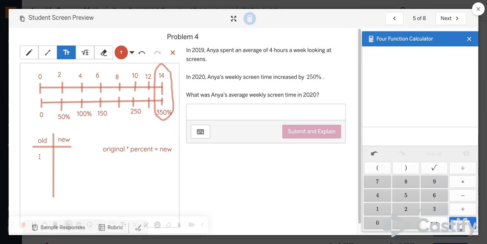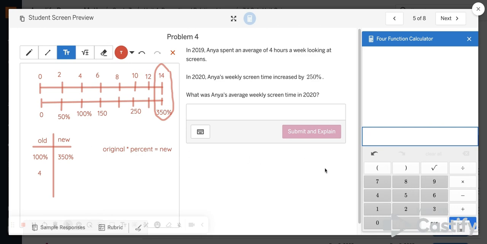For a table, I'm going to set that up as old and new, and I'm going to put 100% in the old amount because that will always be the old amount. And again, I need to add the amount that is increasing by to 100%. So my new percent is going to be 350%. My old amount of screen time is 4. So I'm going to go over to my calculator and I'm going to divide from right to left across the row that I know 2 numbers in.